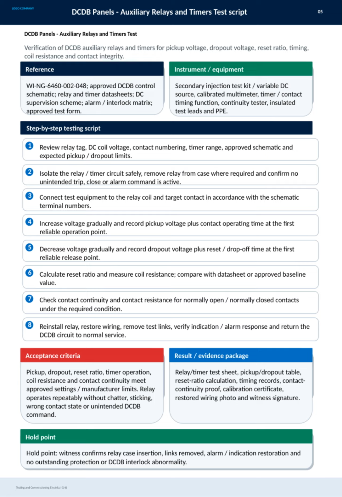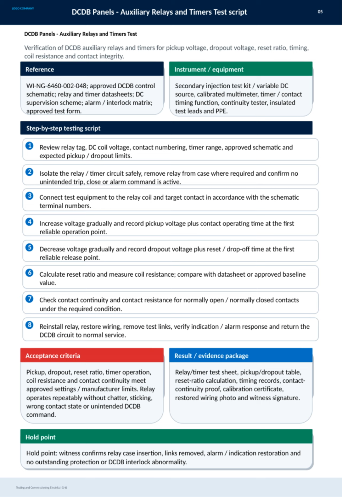Afterwards, voltage is gradually decreased to determine dropout voltage and reset times. Calculations of reset ratio and measurement of coil resistance follow, compared against datasheets or baseline values to confirm compliance. Contact continuity and resistance tests are performed on normally open and normally closed contacts to verify proper function.